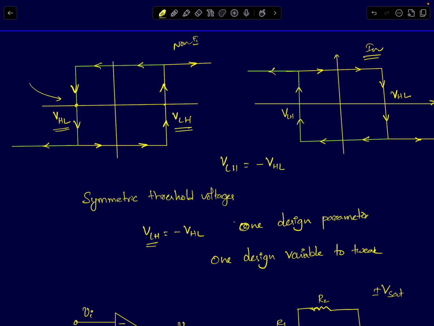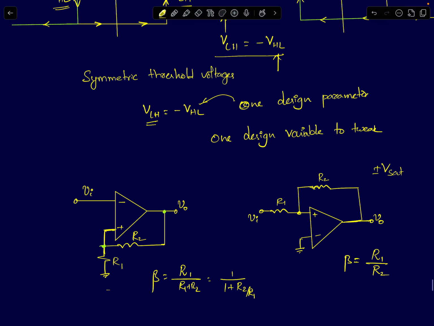First, the simpler case of Schmidt triggers with symmetric threshold voltages. For a Schmidt trigger with symmetric threshold voltages, whether it's non-inverting or inverting, the low to high threshold voltage is simply equal to the negative of the high to low threshold voltage. Which means if I set my value of VLH, automatically the value of the high to low threshold voltage is set. So there is only one unique design parameter in the circuit. If you set that, the other automatically gets set.